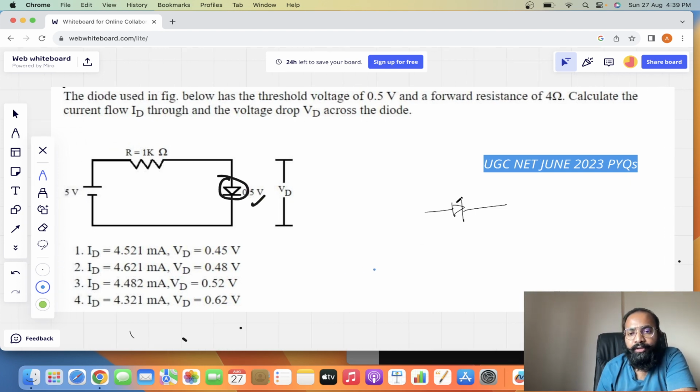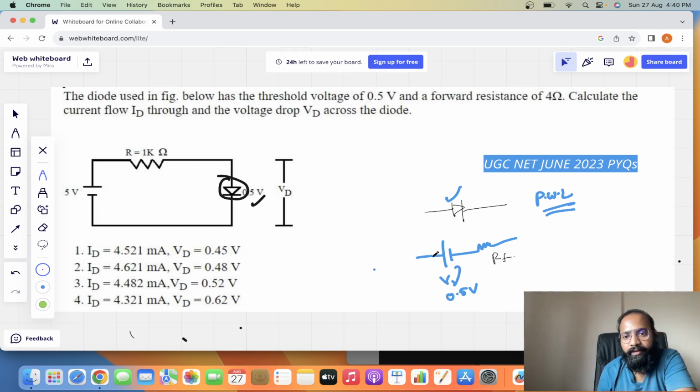So if it is a diode, then as per the piecewise linear approximation model, this diode can be taken as an equivalent circuit in this format, and V gamma is nothing but the cut-in voltage, or else the threshold voltage as I mentioned, which we can take as 0.5 volts. And this is the forward resistance of the diode.